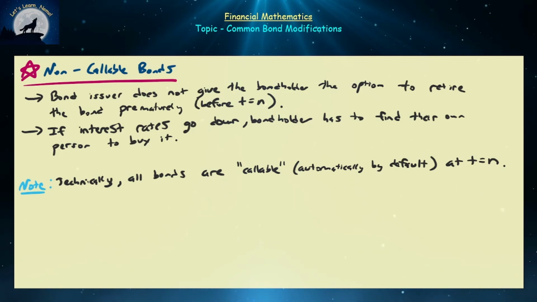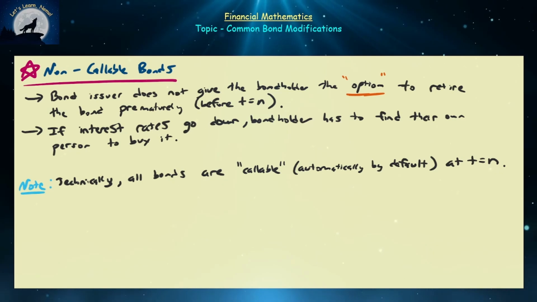So what we've been discussing up to this point is referred to as non-callable bonds, which are bonds for which the issuer does not give the bondholder the option (an option is a very commonly used word in the realm of finance) to retire the bond prematurely. Therefore, you can't be like, oh, I want to sell my bond today, but I can't find anyone to buy it. Can you give me the redemption value today or a small percentage of that? They are not entitled to that reimbursement prematurely.